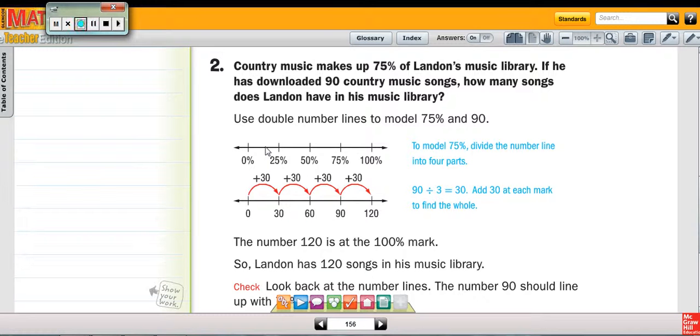Okay, let's take a look at example number 2. Country music makes up 75% of Landon's music library. If he has downloaded 90 country music songs, how many songs does Landon have in his music library? So they have a double number line there. Let's kind of ignore that for a minute and let's set up our percent proportion. So we've got our 2 lines, 2 fraction bars, and our equal sign.